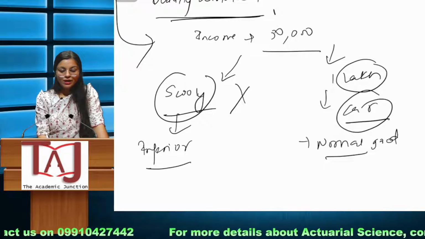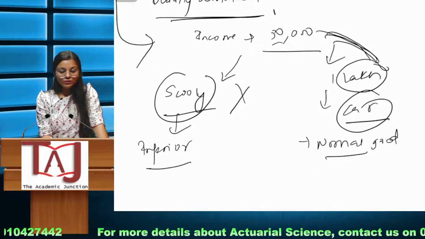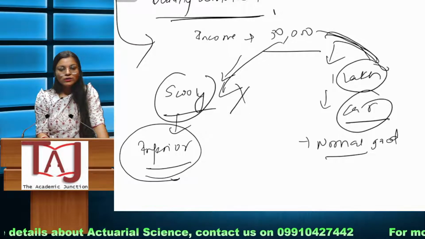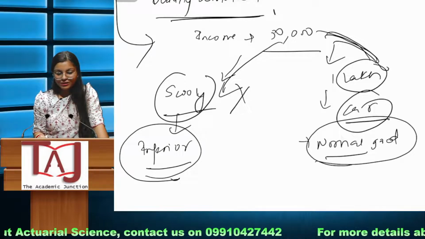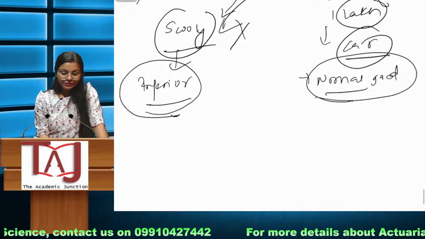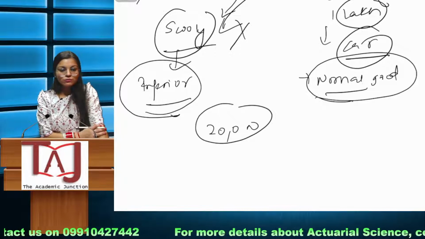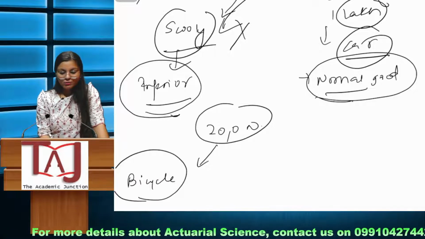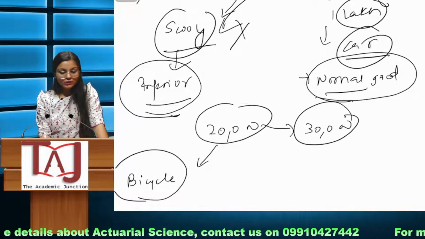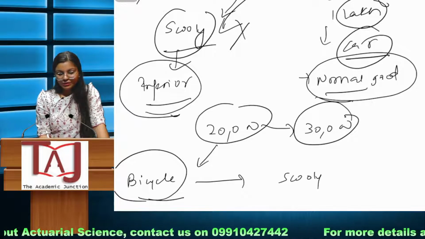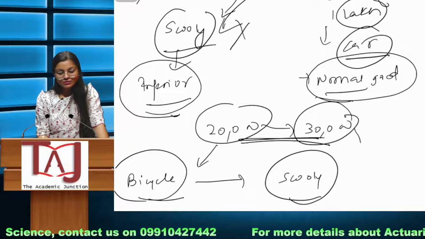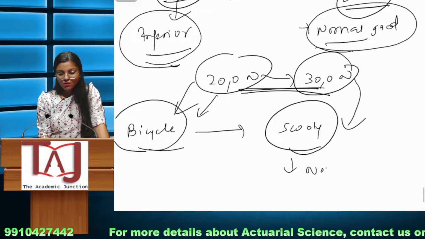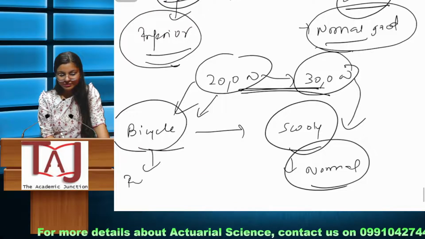Inferior means when, as a result of an increase in your income, you are reducing the consumption of one particular good, that good has become inferior for you, and when you are increasing consumption of some other good, that good has become normal for you. Supposing there was a person with an income level of 20,000. With 20,000, he was earlier consuming a bicycle. Now, when his income has risen from 20,000 to 30,000, he has moved from bicycle to scooty. So as a result of the increase in income, he has increased his consumption of scooty and dropped his consumption of bicycle. So scooty is now a normal good for that person and bicycle is an inferior good.